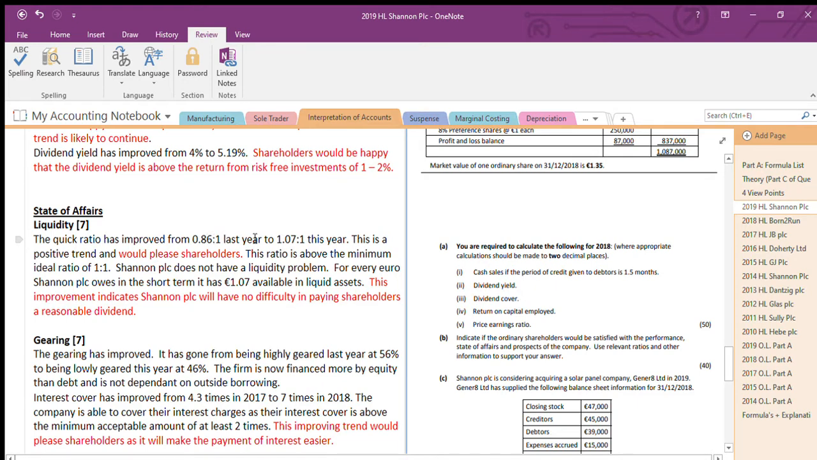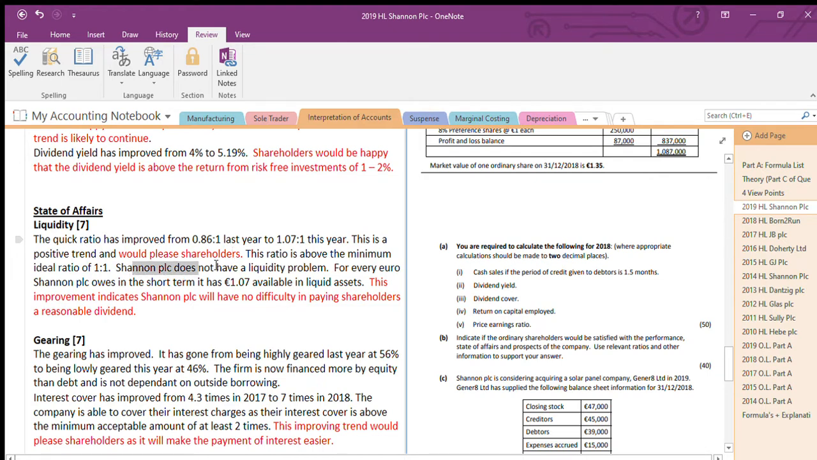It was 0.86 and now it's gone above 1 is to 1. So this is a positive trend. It would please shareholders. Again, this part you'd change if it was a bank manager or whatever, because you're not going to talk about shareholders. So this ratio is above the minimum ideal ratio of 1:1, so it's a good thing.